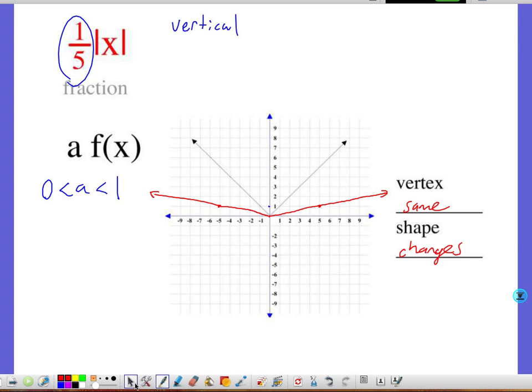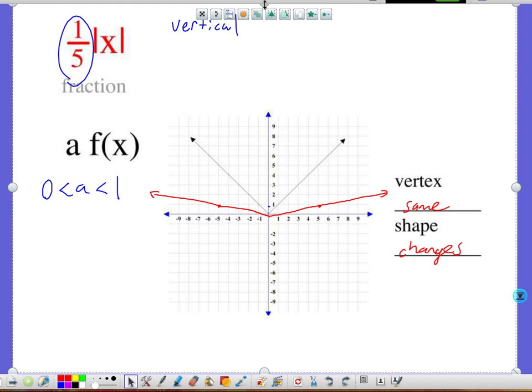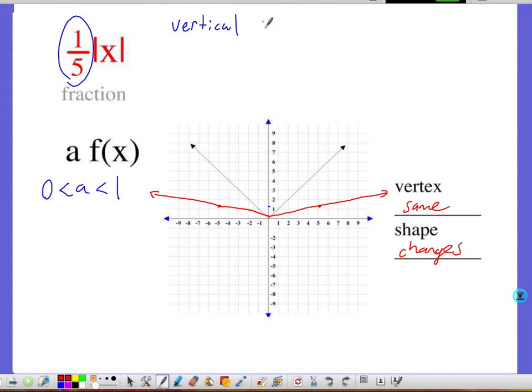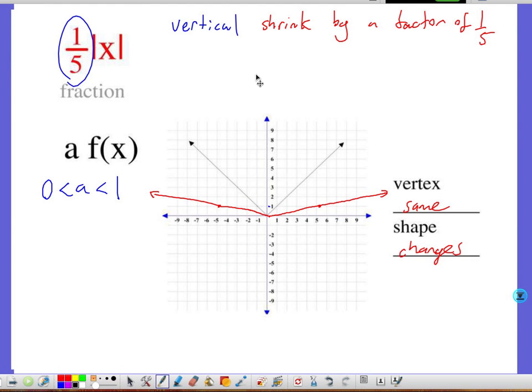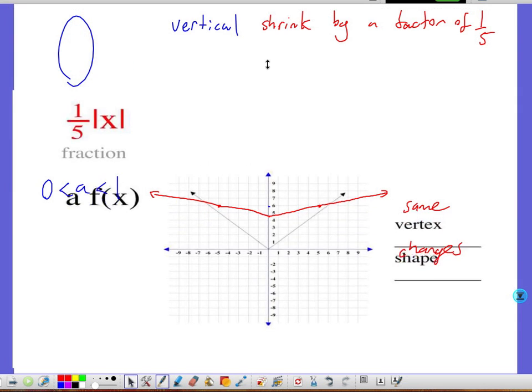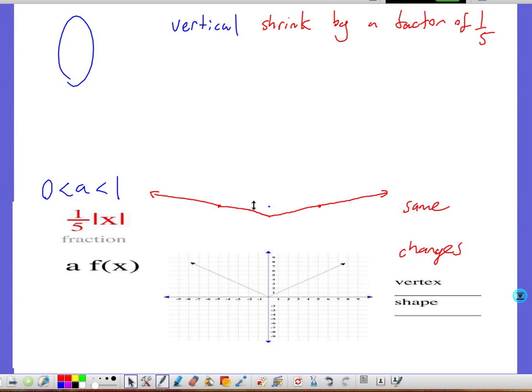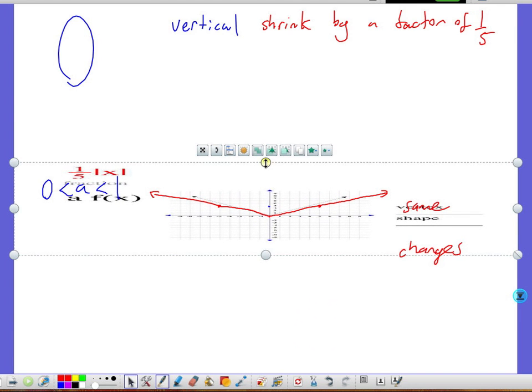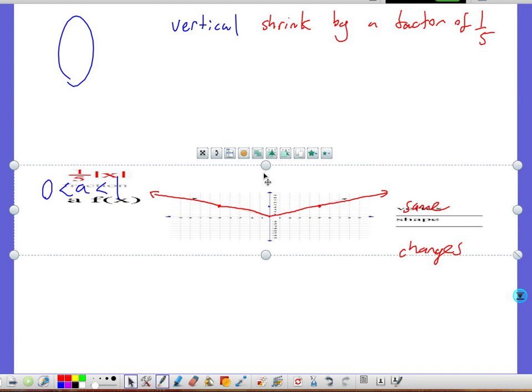This is not going to be a vertical stretch. Instead, this is a vertical shrink by a factor of 1/5. Why is it vertical shrink? Well, if I move the graph vertically, you can see that if I shrink it just enough, both of these graphs will be just the same right there.